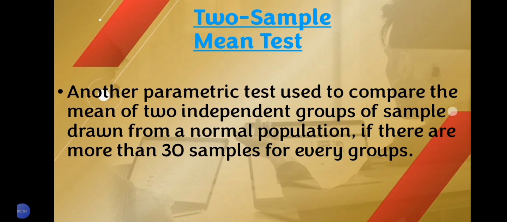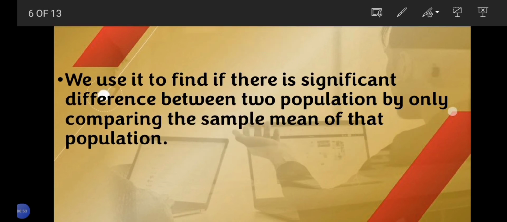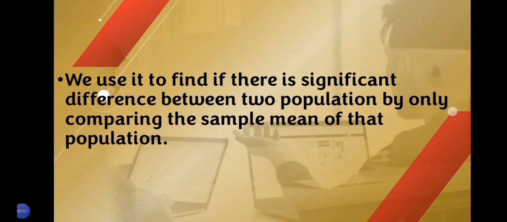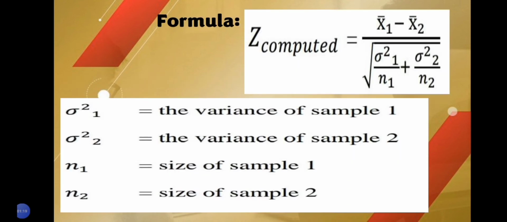Why do we use the z-test? We use the z-test to find out if there is a significant difference between two populations by only comparing the sample mean of the populations. How do we use the z-test for a two-sample mean test?